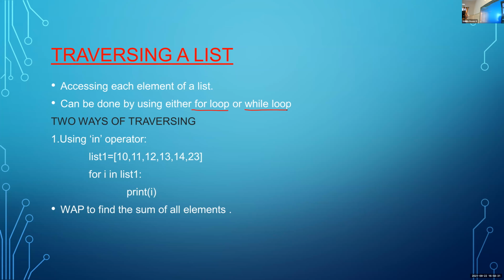There are mainly two ways of traversing. Traversing means just travelling through each and every element of a list. That is traversing a list, using a for loop or using a while loop. The first one is using the in operator.